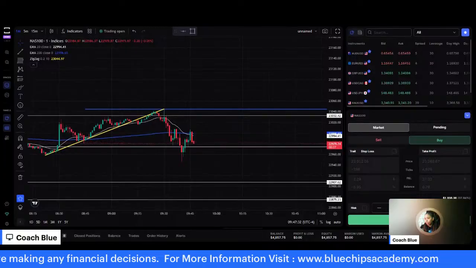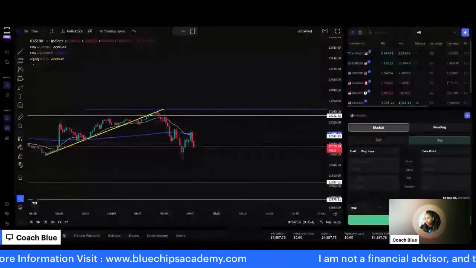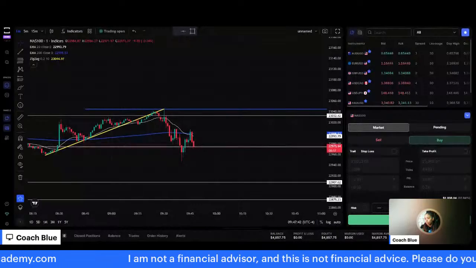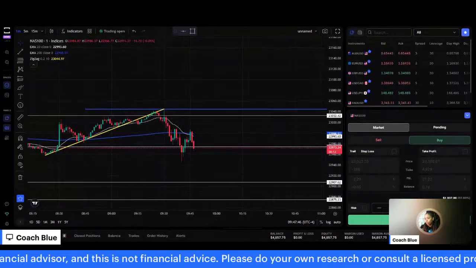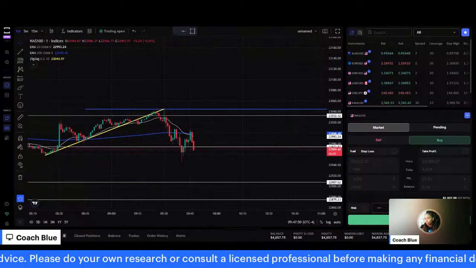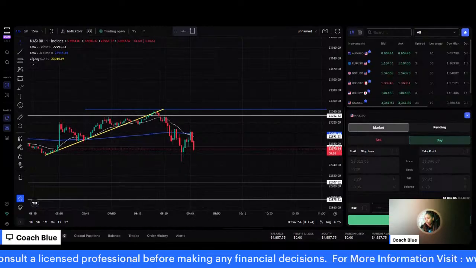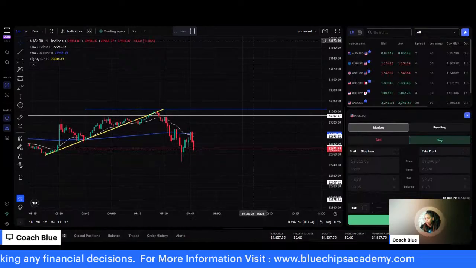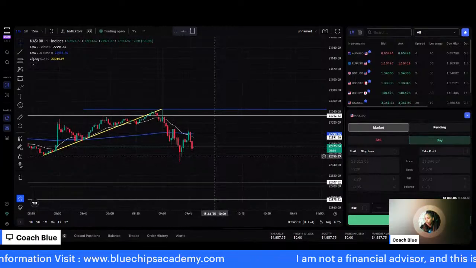We have about 12 minutes left for this session, guys. Hopefully we can catch something before the session is over. And let's see what we get. 9:47. Here we go.